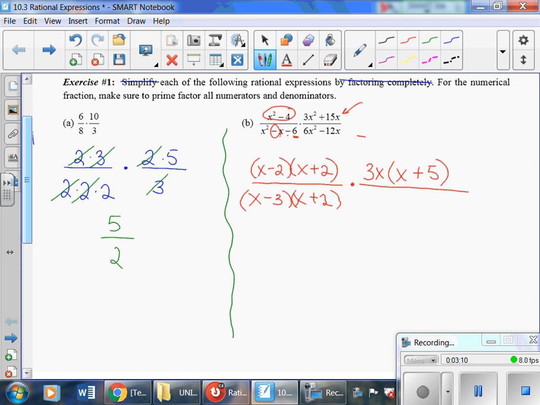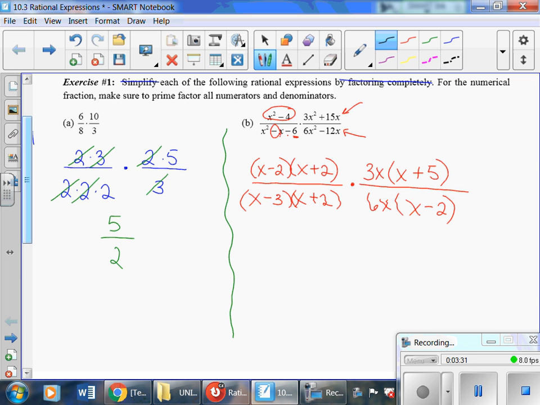And now I'm going to work on this denominator right here. And I'm going to take out a 6x. And again, I'm going to have an x minus 2 left over when I'm all said and done. So now this is the fun part. This is when you get to cross things out. And you should be able to. If you get to this point and there's nothing to cross out, then you made mistakes.